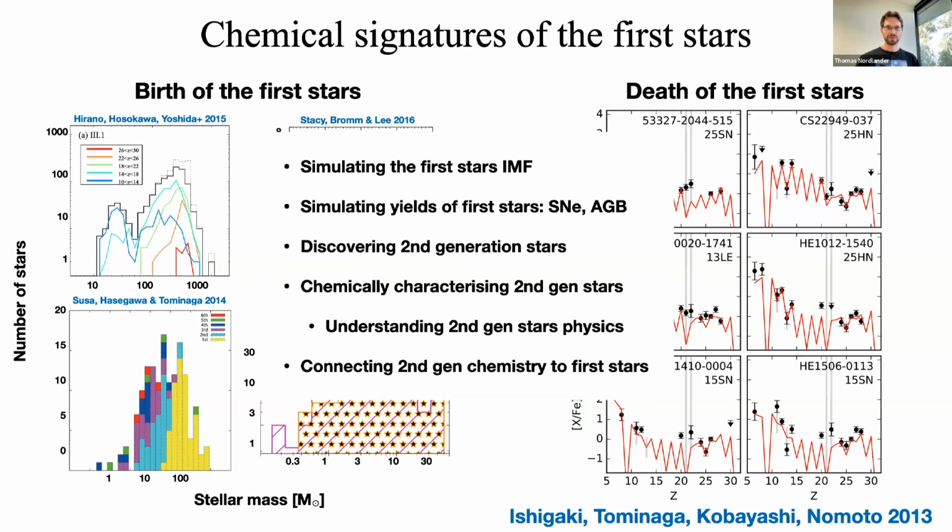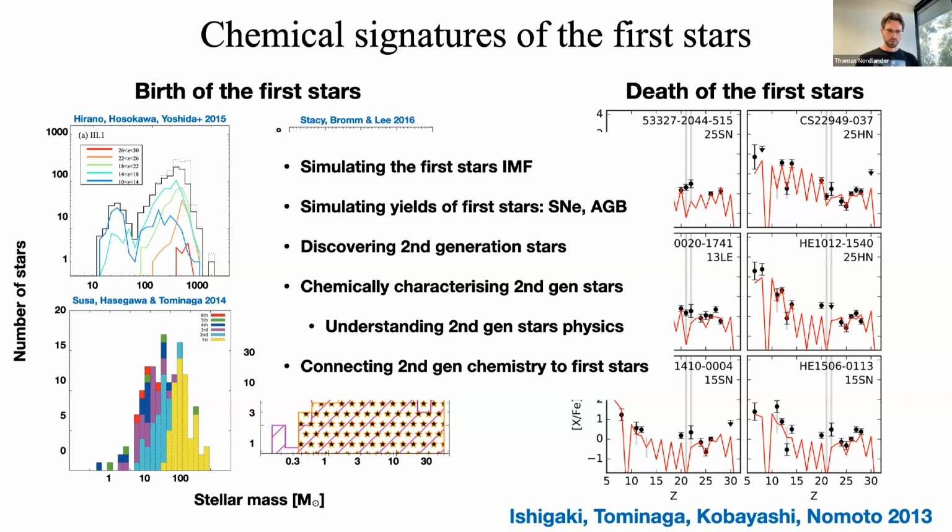Within the Centre, we are simulating the first stars' IMF. Indeed, one of these simulations by Pierre Sharda was created for ASTRO 3D, in ASTRO 3D. We also simulate the yields of the first stars, their supernovae and the AGB stars. And we're working on discovering the second generation stars and chemically characterizing them. And in order to do that, we have to also understand the physics of second generation stars. Things like stellar evolution, radiative transfer, how did their spectra form, how does that work, how do you actually measure the chemistry? And in the end, we want to connect the chemistry of the second generation stars back to the properties of the first stars.